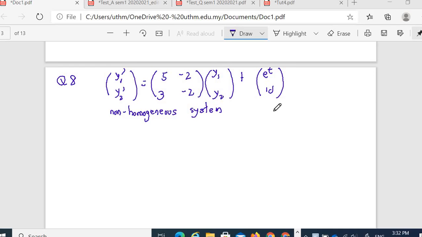Okay. So this is a non-homogeneous system because of this vector G here. The vector G makes it become a non-homogeneous system. To solve a non-homogeneous system, the first step means the solution.